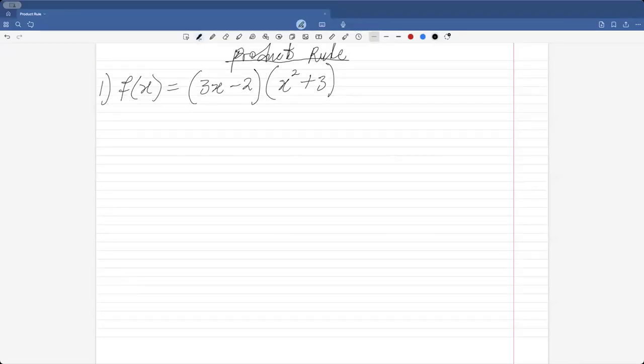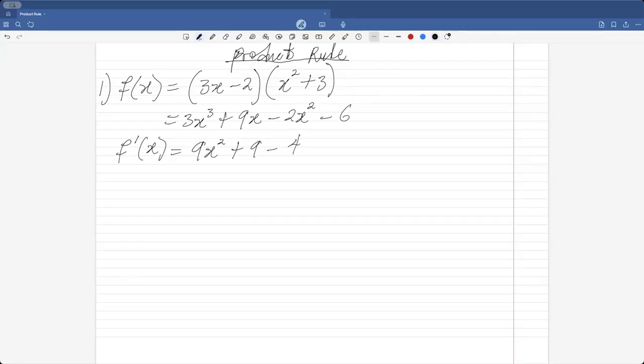First things first, we need to open the parentheses. Then we have 3x cubed + 9x - 2x squared - 6. So f prime, which is the derivative of this function, is nothing but 9x squared + 9 - 4x. So this is the final answer for this problem.